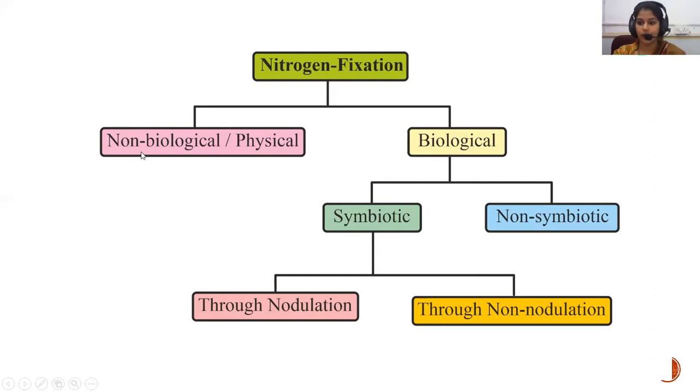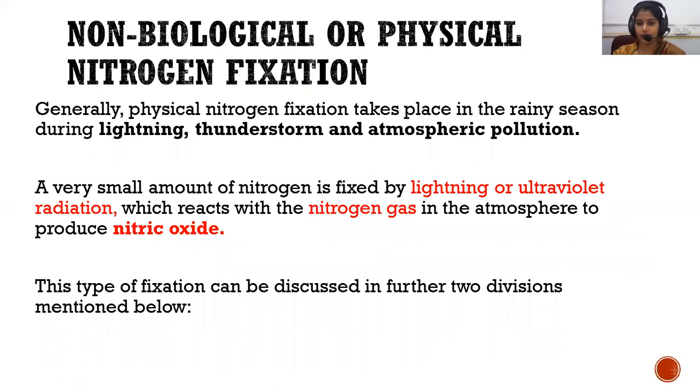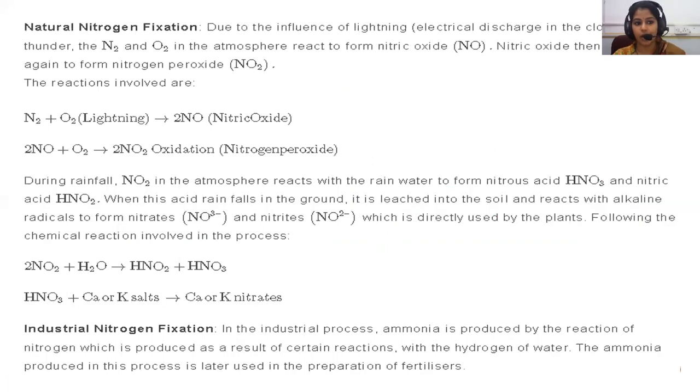The non-biological or physical method of nitrogen fixation is nothing but the lightning process. When lightning enters the Earth's atmosphere, a good amount of nitrogen is fixed and given to the Earth, which is taken up by the plants. Even a very small amount of lightning or UV radiation can fix a good amount of nitrogen in the atmosphere, which produces nitric oxide. Nitrogen fixation using this physical methodology can be correlated with acid rain formation. As we all have heard about acid rain, this goes hand in hand with it.